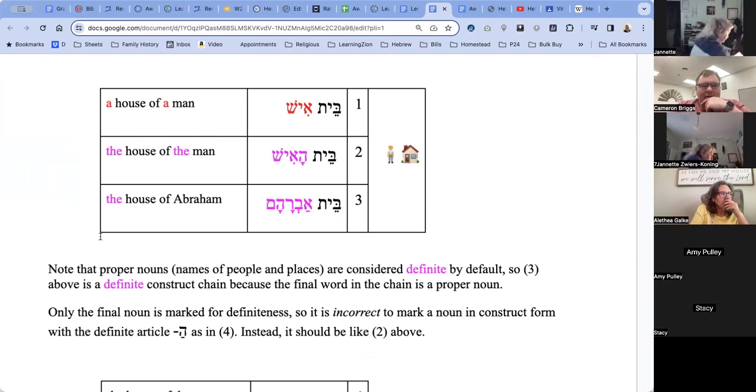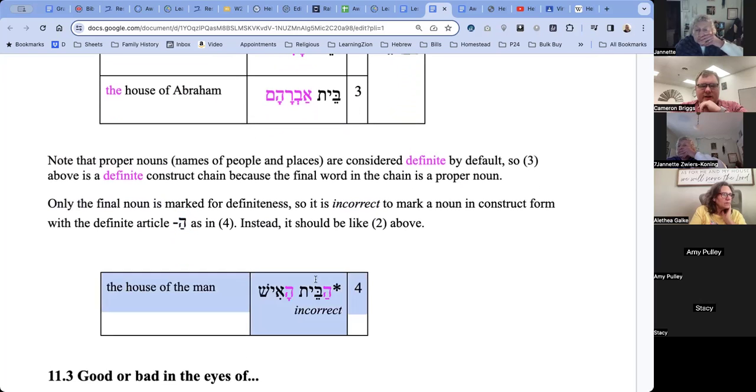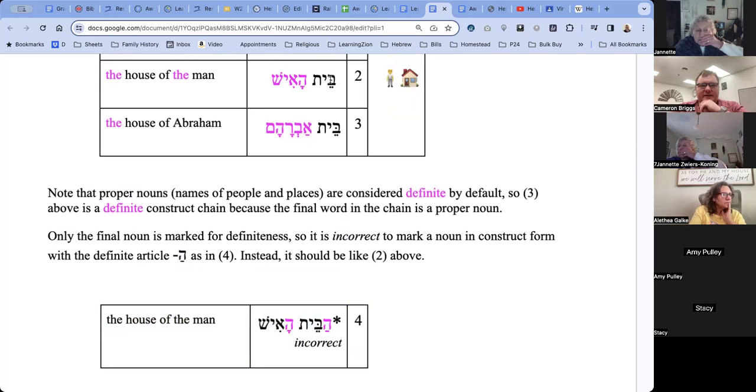All right, so note that proper nouns, names of people and places, are considered definite by default. So number 3 above here is a definite construct chain because the final word in the chain is a proper noun. So Beit Avraham doesn't need the ha in front of it. Only the final noun is marked for definiteness, so it is incorrect to mark a noun in construct form with the definite article ha, as in number 4. So this is incorrect: habeit haish. It should be like this: beit haish. We wouldn't put that article in front of it.